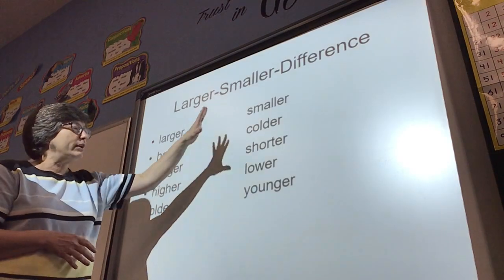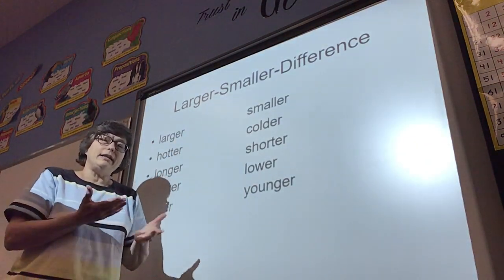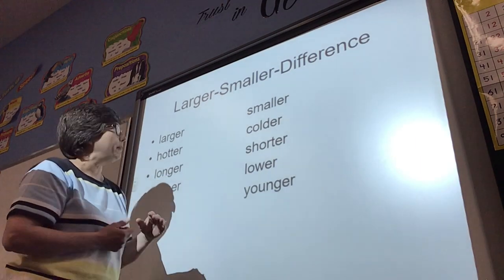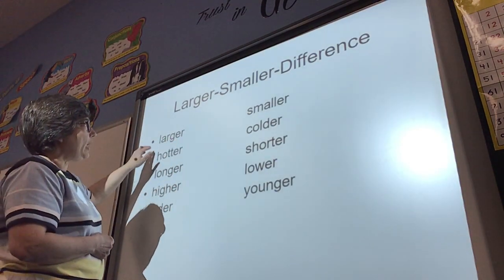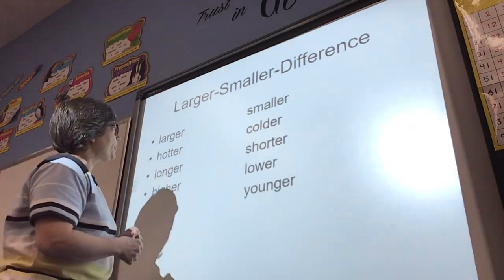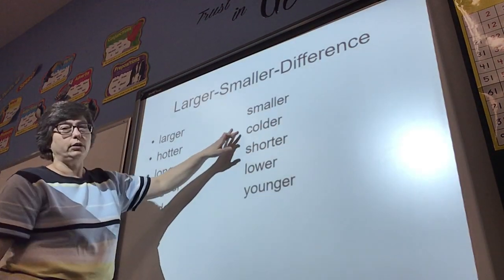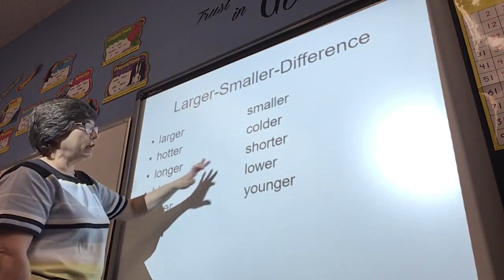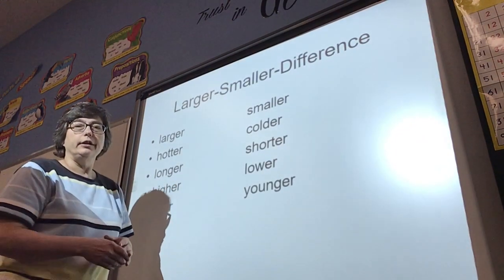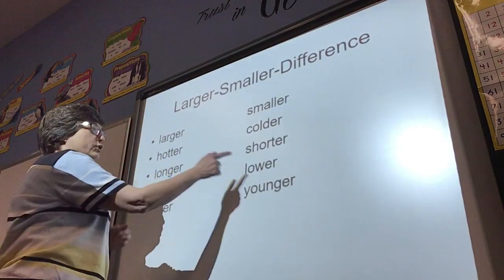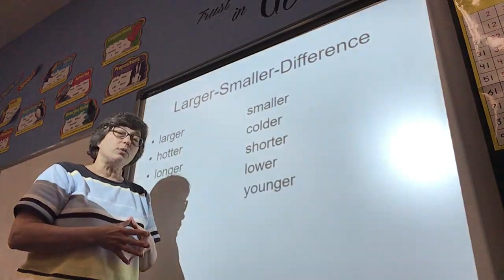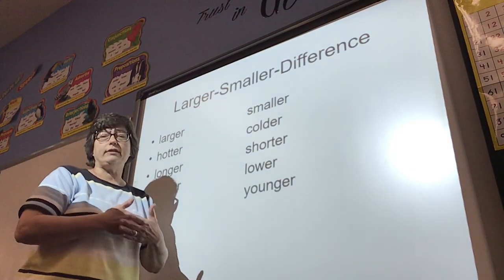Okay, and to start with, we need to figure out what it is we're comparing. So you're taking two things and you're comparing them. You're finding out which one is larger or which one is smaller. Which one is hotter or colder? Longer, shorter, higher, lower, older, younger. Okay, so notice these two columns of words are opposite. And we are taking those words and we are going to work with a story problem.